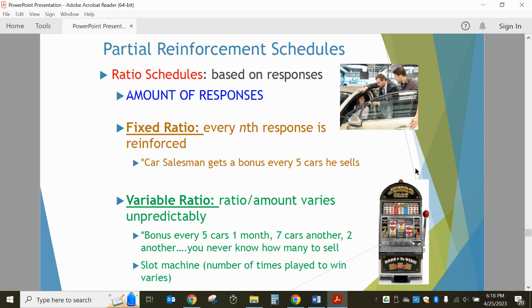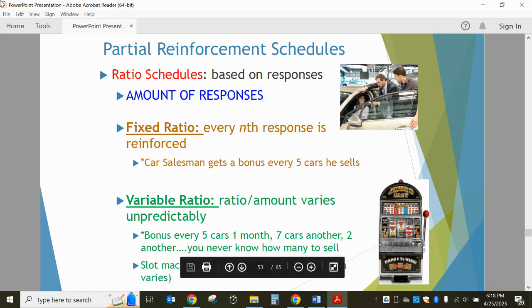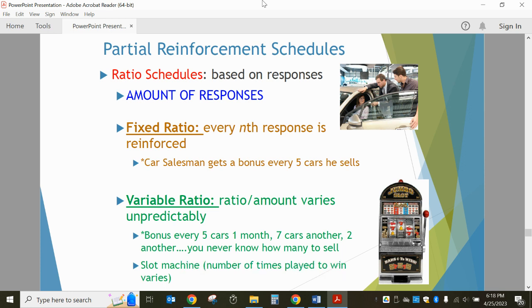Different schedules for reinforcement. Ratio schedules are based on the amount of responses. So, for example, a fixed ratio schedule would be like a car salesman who gets a bonus every 5 cars he sells. A variable ratio is where the amount varies unpredictably. If he sells 5 cars one month, maybe it's 7 cars another month, the amount varies unpredictably. A slot machine is considered a variable ratio because you do not know how many times you have to pull the lever or play the game before you will win.